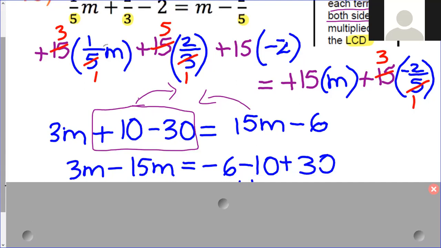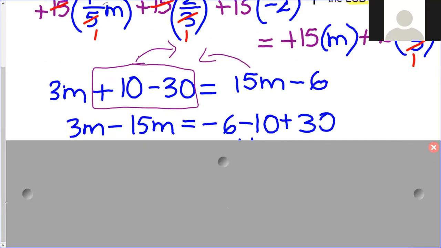Okay. So when we move things over, the positive 15m, when it moves over, it becomes negative 15m. The positive 10, when it moves over, it becomes negative 10. Negative 30, when it moves over, it becomes positive 30.